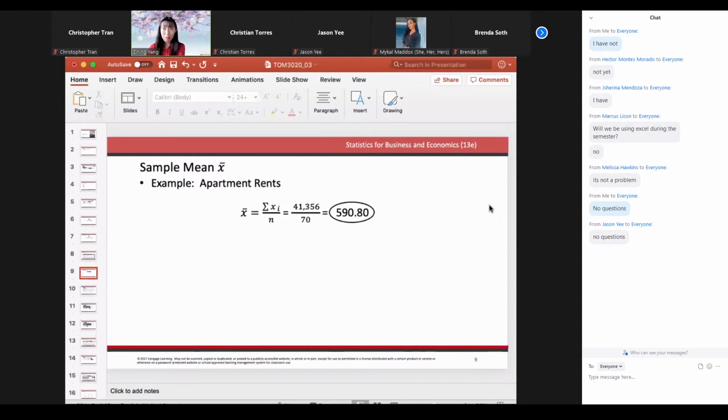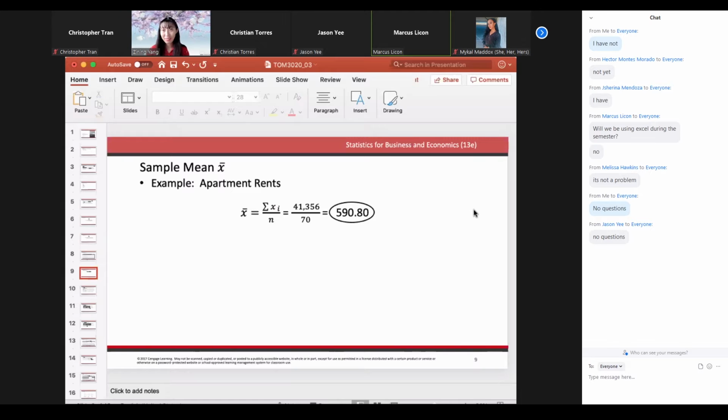To calculate the mean, it is simply adding all 70 numbers together, then dividing by the sample size, which is 70. So we can then conclude the mean, or the average of apartment rent for those 70 apartments, is $590.80. So that's the concept of mean, which again is the same as average. So any questions here?